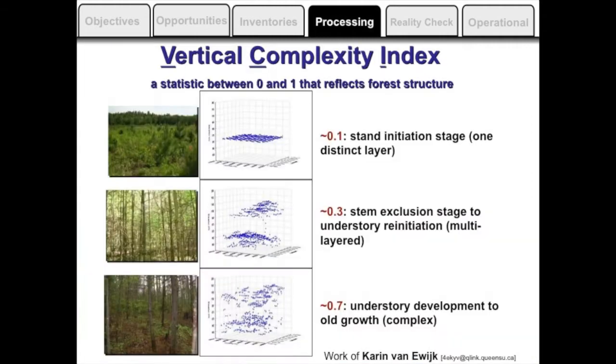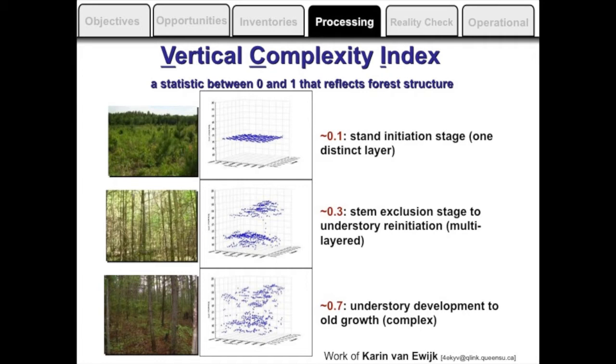Another interesting thing that we've had the benefit of working with is we're very plugged into Queen's University, and Paul Trites and his PhD students, his master's students, and one of their students, Dr. Van, has come up with this vertical complexity index, which is basically a statistic between 0 and 1 that reflects forest structure. So what we've learned is it's a forest type dependent number. The thresholds don't mean the same for every single species.